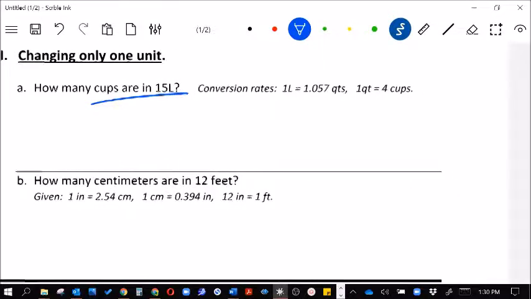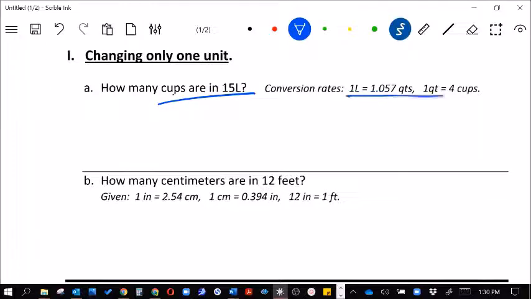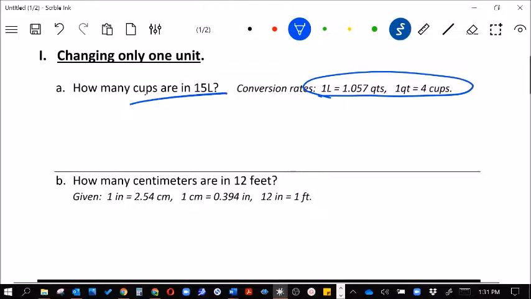So you're going to change from cups to liters. And I've given you conversion rates. On the test, I'll be giving you conversion rates. I won't be making you figure out what they are. You don't have to memorize them. But I'll give you some.